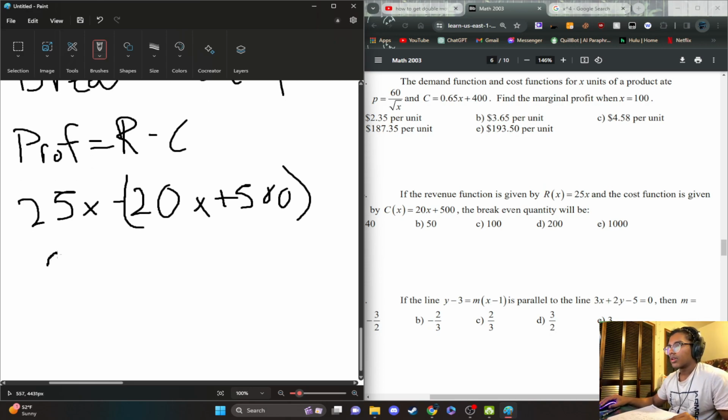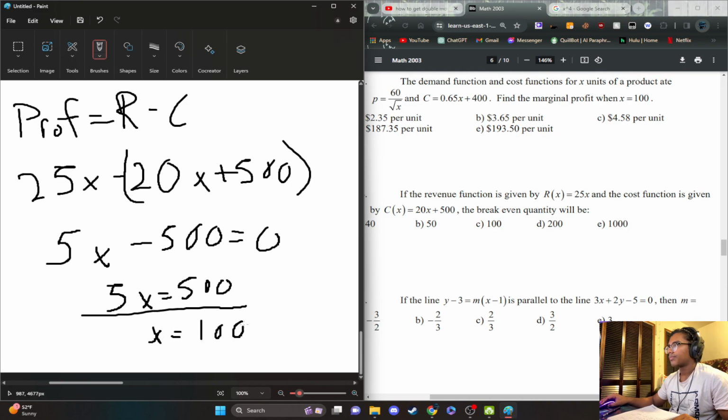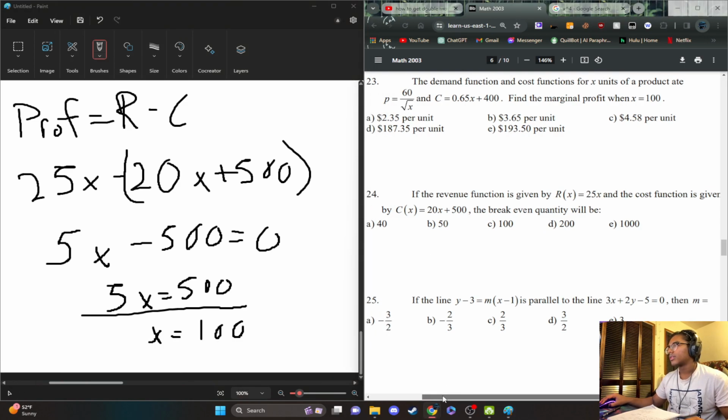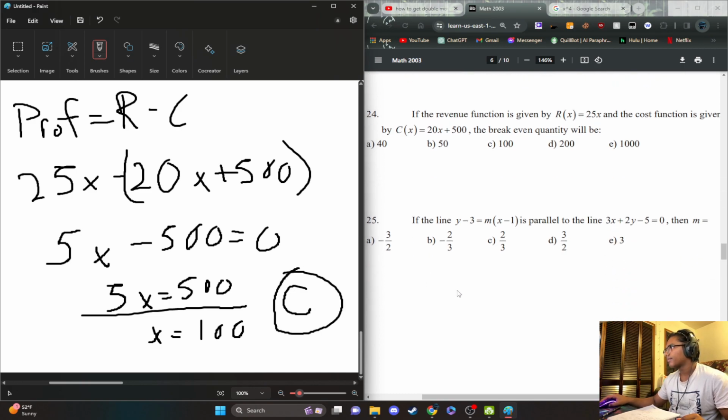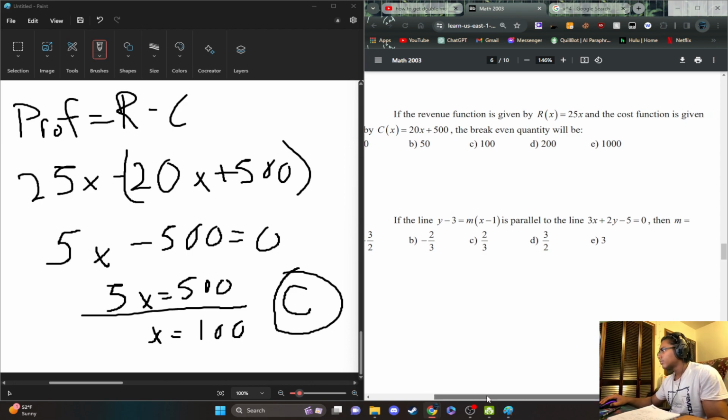So your break-even is this. Let's solve this out. You have 25x minus 20x, which is 5x, minus 500 equals 0. Okay, set that equal to 0. Now solve it. 5x equals 500, and divide everything by 5. So you have x equals 100. Let's see if I'm right. 24 is C, 100. Yep. Okay. Alright, this one is very simple, so you guys can understand.